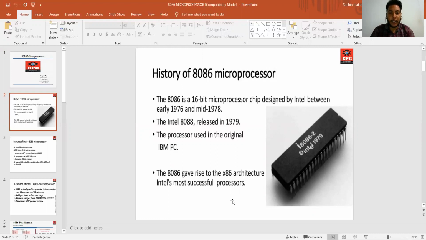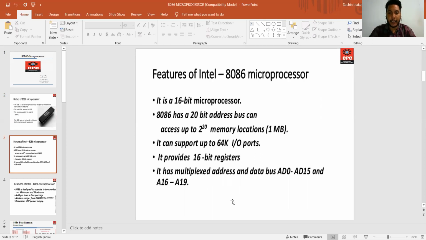The processor was used in the original IBM PC. This processor was usually used in the IBM PC. The 8086 gave rise to the x86 architecture, Intel's most powerful processor line. This 8086 gave rise to the most successful processor.